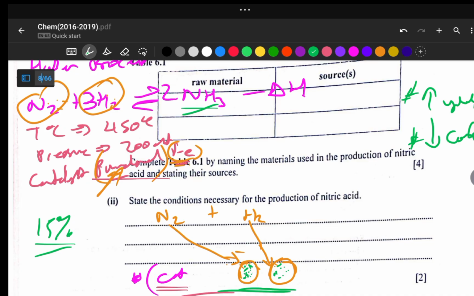And then the sources of nitrogen: we are going to obtain nitrogen from the fractional distillation of liquefied air, right? And we can have hydrogen from the steam reforming of natural gas.